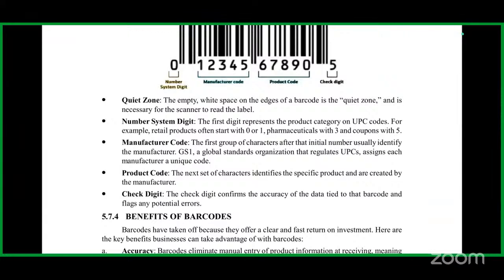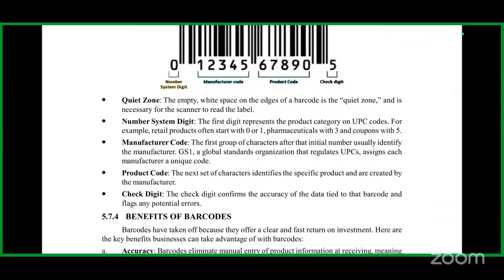Next is the product code, the next set of characters which identify that specific product, created by the manufacturer. Next we have the check digit, which confirms the accuracy of the data tied to that barcode and flags any potential errors.